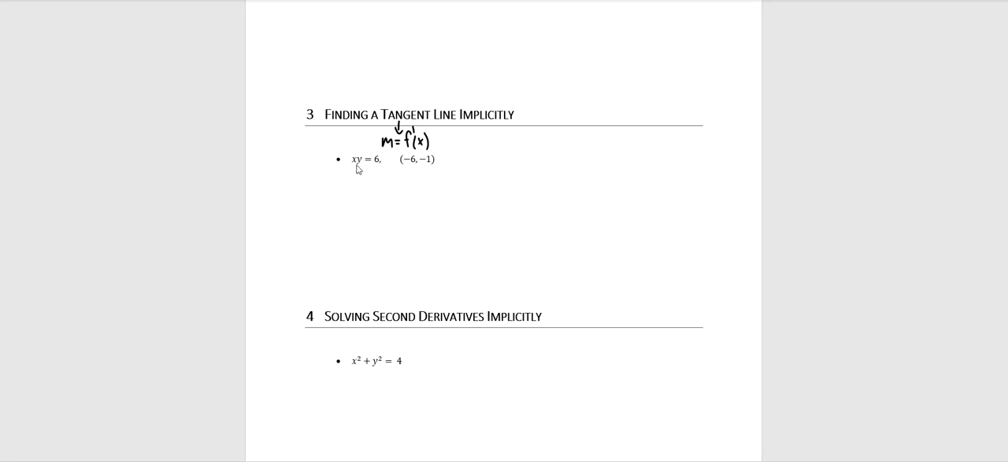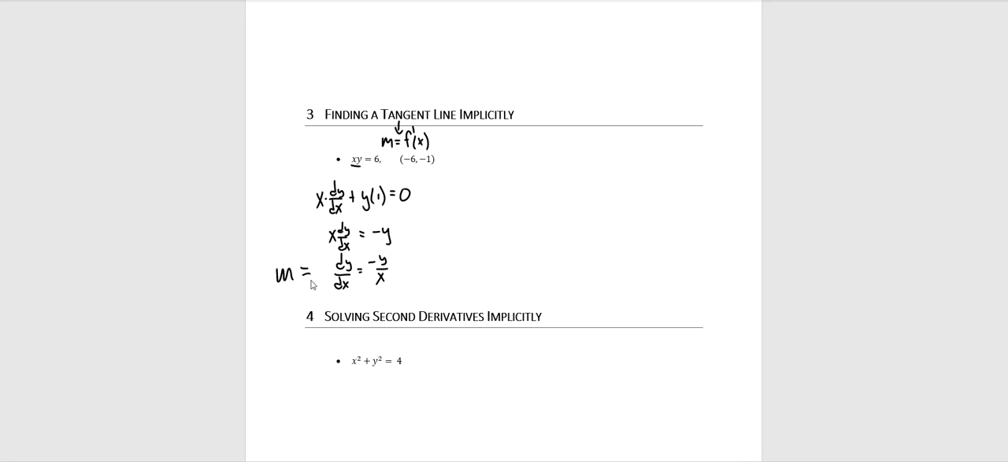This is just a product rule. So we have first derivative of the second plus second derivative of the first equals the derivative of 6, which is 0. We get everything with a dy dx on the left, everything else on the right, and then we'll solve for dy dx. So this is our derivative.